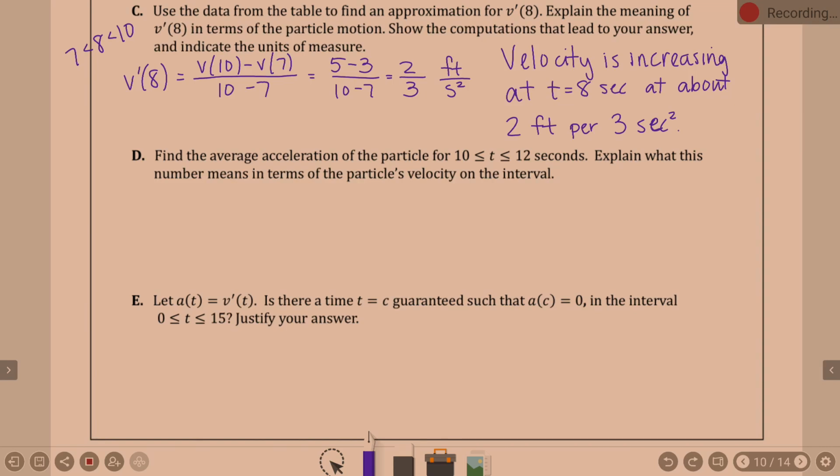They wanted us to find an approximation for V prime of 8, okay, and then explain your terms there. When we did V prime of 8, since 8 wasn't a number there in that list, we used the numbers on either side, basically doing average acceleration there, okay, by setting up our slope type formula. Now, D asks us to find average acceleration of the particle for 10 to 12 seconds, explaining what this number means in terms of the particle's velocity on the interval. So, how are we going to find average acceleration here?